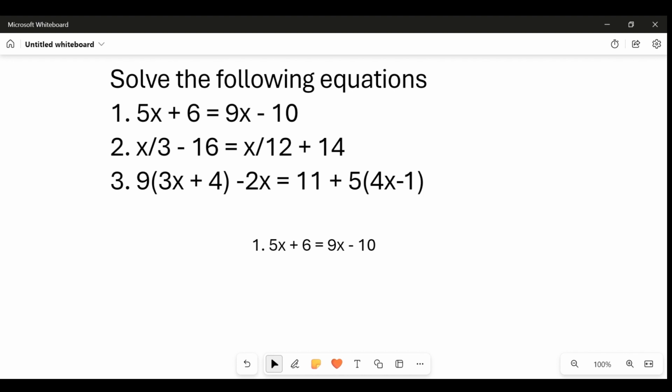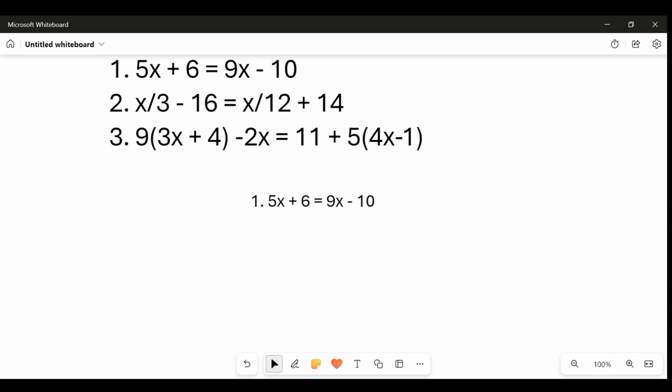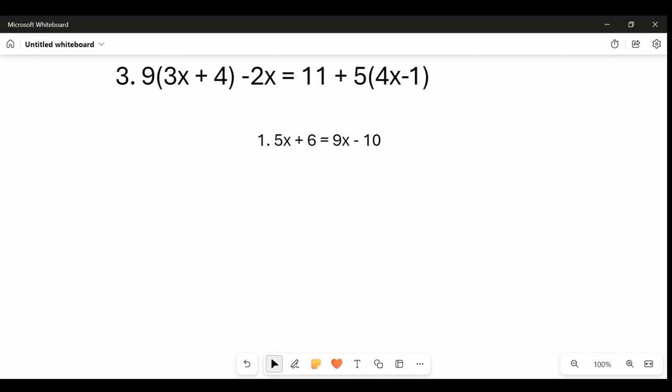So the first question is 5x plus 6 equals 9x minus 10. Solve this question. How do we go about solving this question? The first step you have to do in solving this question is to simply collect the like terms.